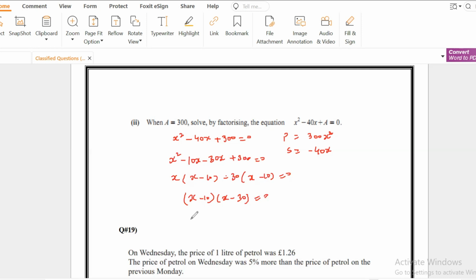So here we have two roots or two values of x. x minus 10 equals 0 and x minus 30 is equal to 0, and x is equal to 10, and the second value x is equal to 30. I hope it is clear.